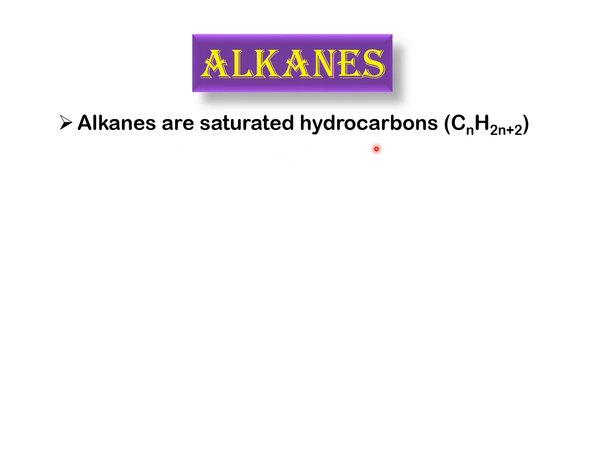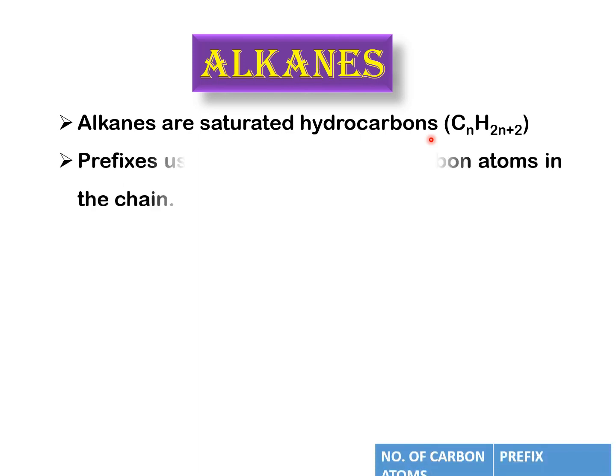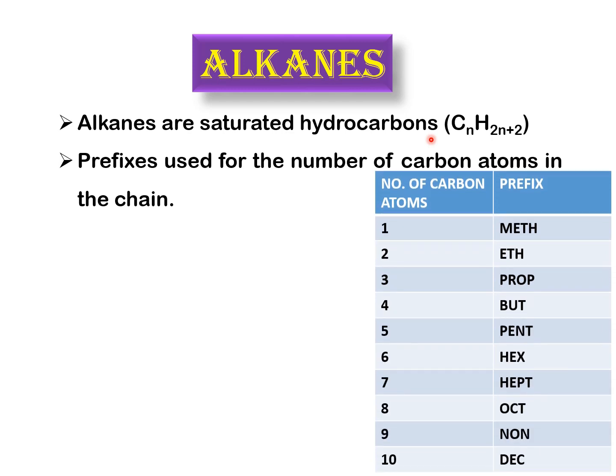So alkanes are saturated hydrocarbons with the general formula CnH2n+2. Now, when we try to name these molecules according to the IUPAC system, we use certain prefixes for the number of carbon atoms in a chain.